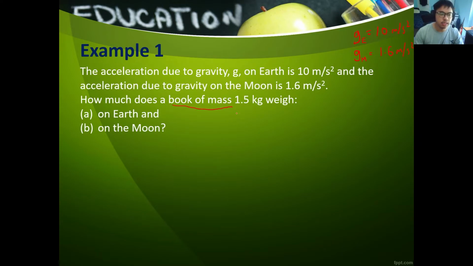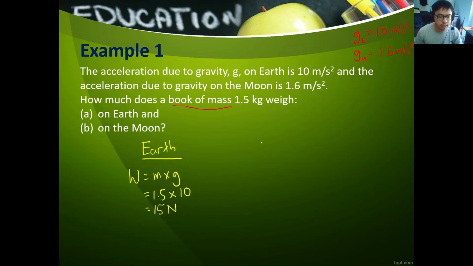So how much does a book of mass 1.5 kilograms weigh on Earth and on the moon? Let's calculate the weight of the book on Earth first. What's the formula for weight? It's this one here. The mass is 1.5. What's g, the acceleration due to gravity on Earth? It's always 10, so this number you have to remember. So 1.5 times 10 gives you 15 newtons.